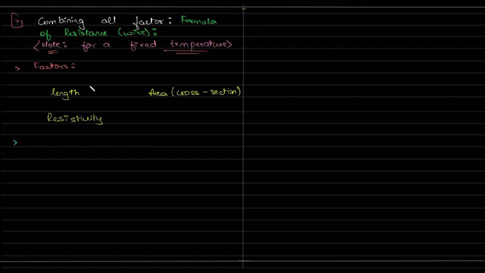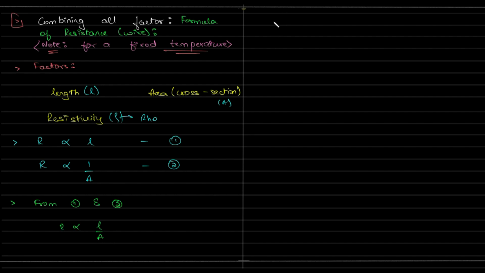So let us represent length by L, area of cross section by A, and resistivity by something called rho, RHO. That's how you read it. So we know that resistance is proportional to length. We'll call this equation 1. We know that resistance is inversely proportional to area of cross section. So from 1 and 2, we have R is proportional to length by area.